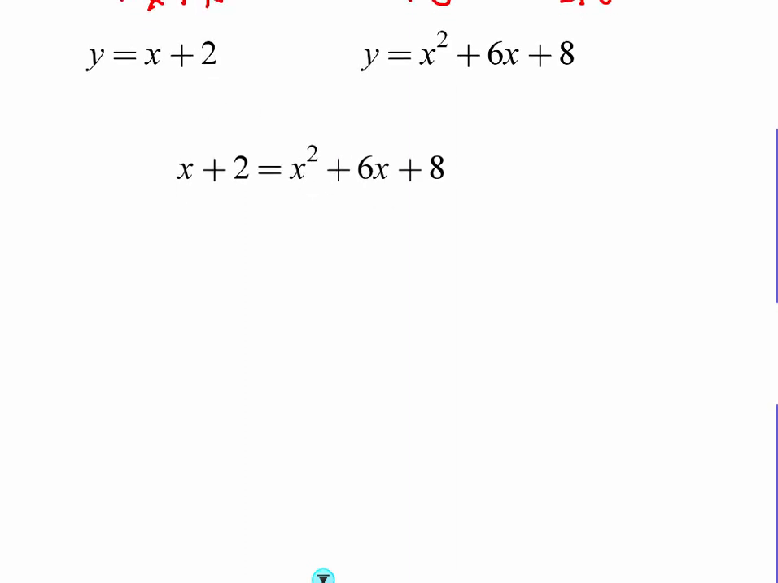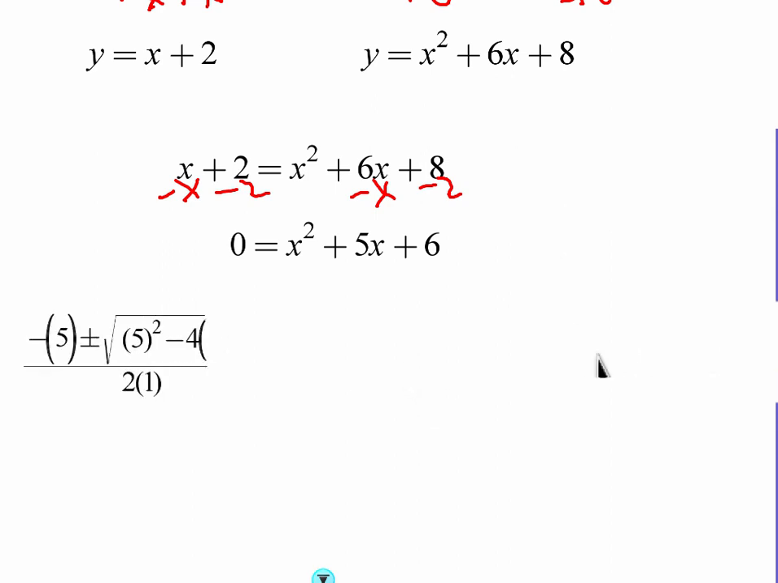This is a quadratic equation, so I want to follow all of my steps for solving a quadratic. The first step is to get one side equal to 0. So I'm going to subtract x on both sides and subtract 2 on both sides so that I get 0 equals x squared plus 5x plus 6. Now to solve this one, I'm going to use the quadratic formula. So I'm just going to plug in the values from this equation into the quadratic formula.